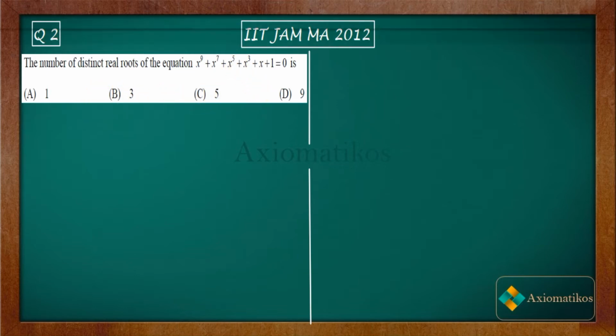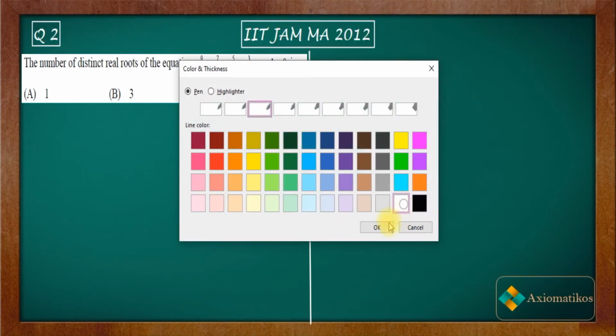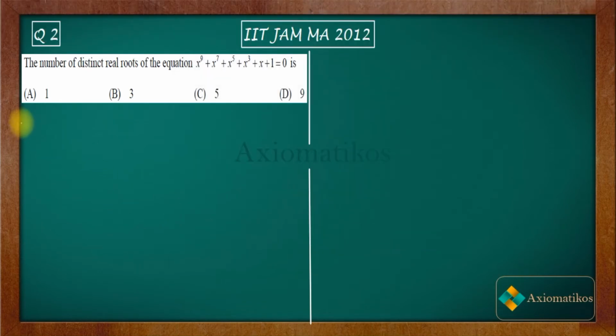Okay, so what equation do we have? We have this equation. Let us consider this function f(x) is equal to x to the power 9 plus x to the power 7 plus x to the power 5 plus 3x plus 1. So this is your function. Now you have to find out the roots for this given function f(x). You have to find out not only roots, but the real roots.